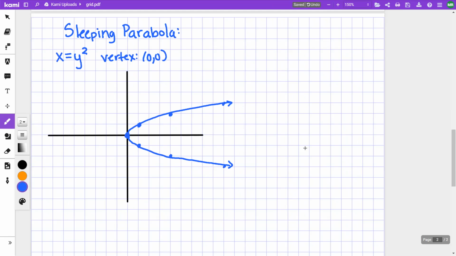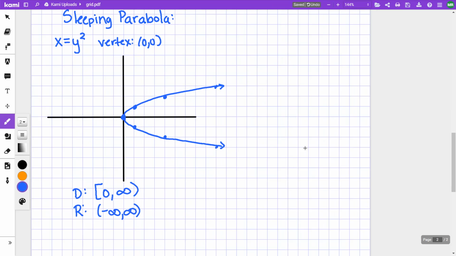On the next one, the sleeping parabola, this one is also not going to be a function, but let me first give the domain and range. So the domain is going to be from 0 to infinity. The range is going to be from negative infinity to infinity. And again, by the vertical line test, not a function. Because if I was to draw a vertical line through this, it would touch at more than one point. And so that particular x would have 2 y's, and each x can only have 1 y if it's a function.